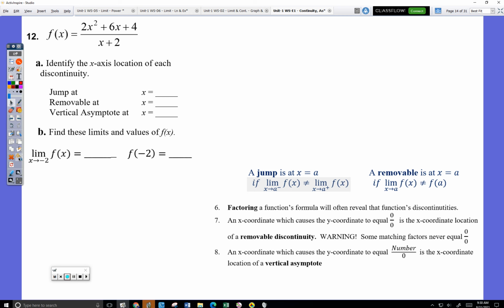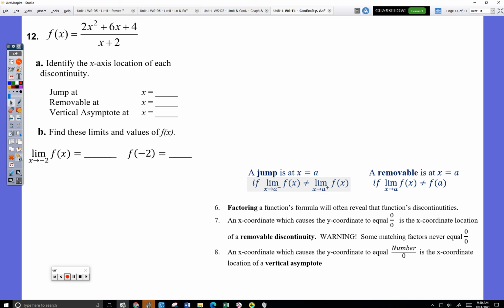So they give you a function, that's not new. They say identify the x-axis location of each discontinuity. Please memorize: you always look for the discontinuities in alphabetical order. It always helps. If you look at your blue packet, look at the notes. Items number 2 and 3 are key to getting us started. I believe item number 2 says, tell me if I'm wrong, that jumps only occur in piecewise functions. Okay, jumps only occur in piecewise functions.